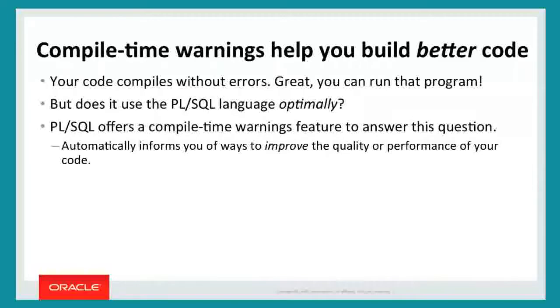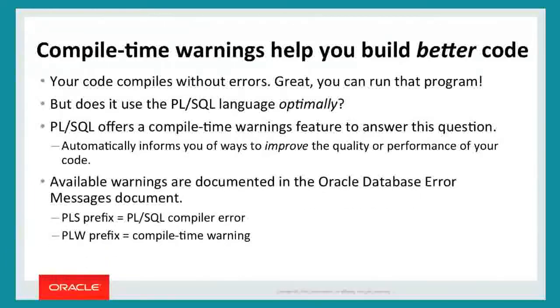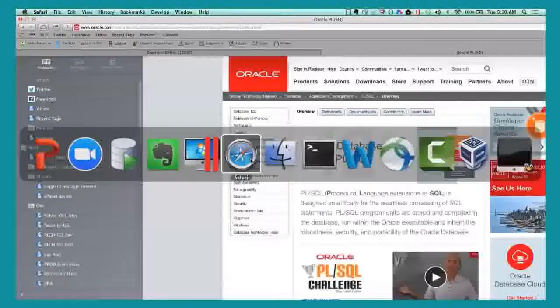PLSQL also offers a compile time warnings feature that addresses the side of optimal code. It offers advice about ways to improve the quality of your code and perhaps even the performance of your code, and does so automatically, but you've got to turn it on. So what you can do is go to the Oracle Database Error Messages document and check out the different warnings they have. In fact, let's just go right there for starters.